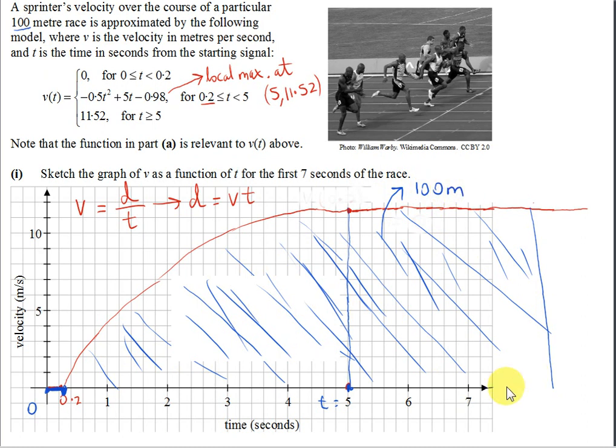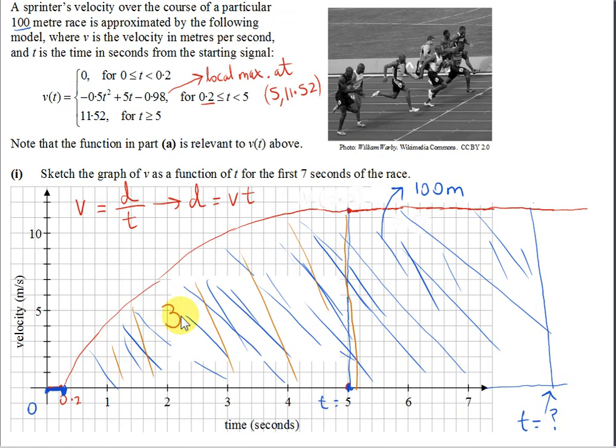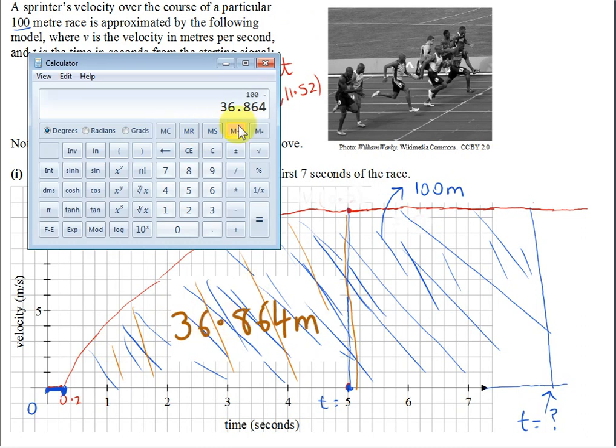So we have to work out what value of t will give us an area of 100 meters. Well, we know this area in here. It's 36.864 meters. So we take this number from 100. So the remaining area must be 63.136.